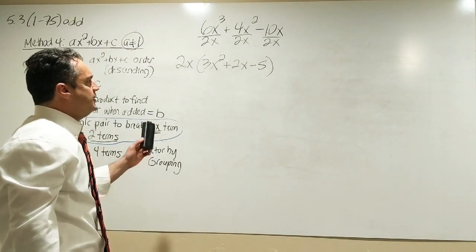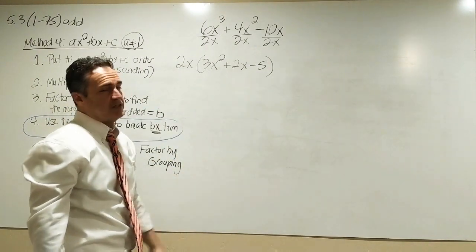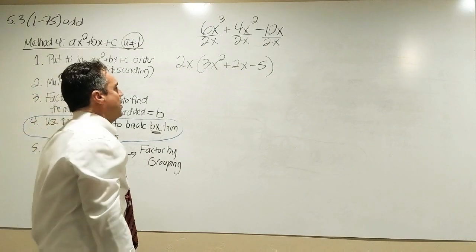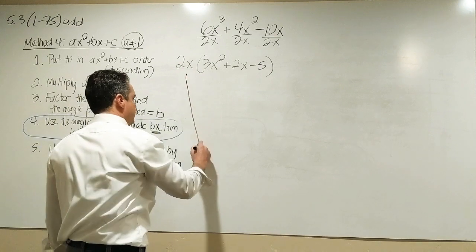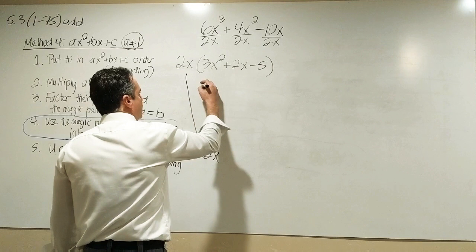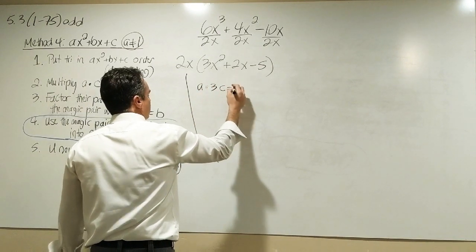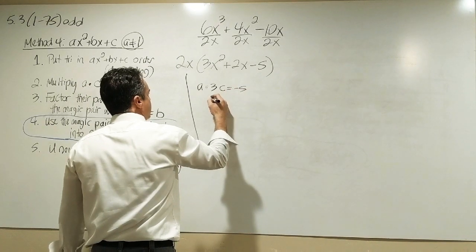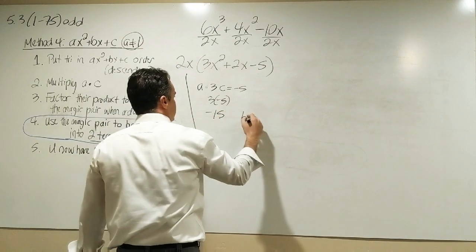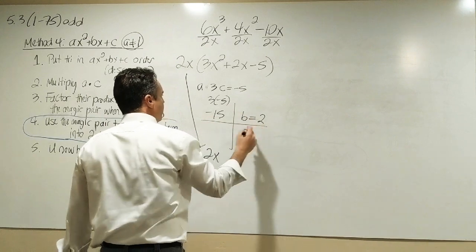Okay, so if you didn't get this, figure that out, and now let's have you pause again and just do this with method number 4. Okay? All right, so the 2x is going to come on down to the answer. All right? And Jordan, what does A equal? 3. And C equal? Negative 5. And 3 times negative 5 makes negative 15. What does B equal? 2. 2. Good. Okay?